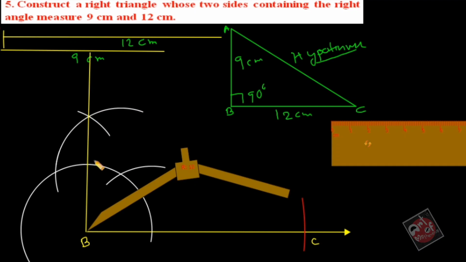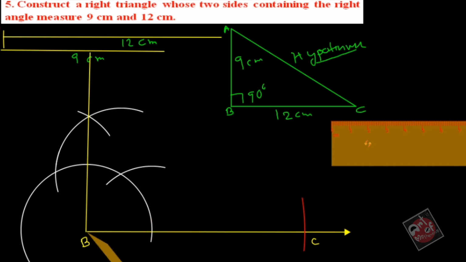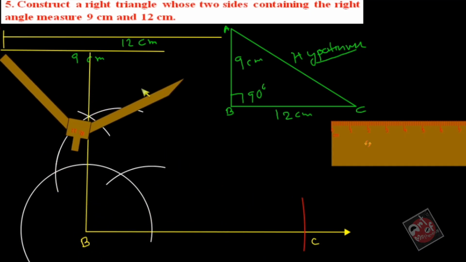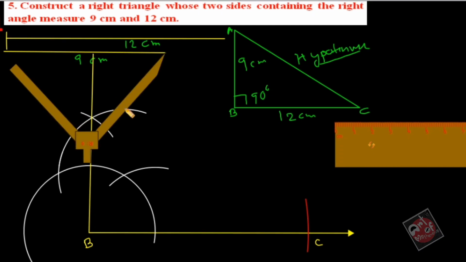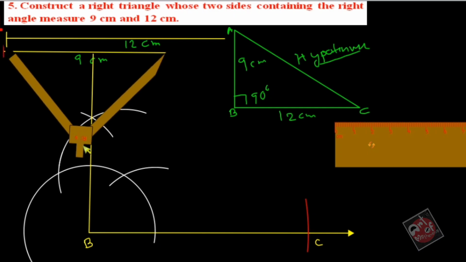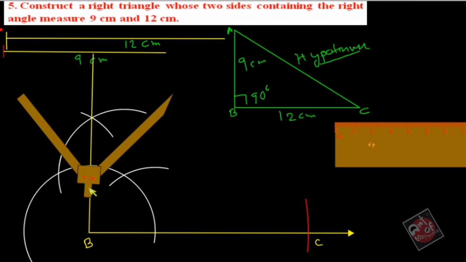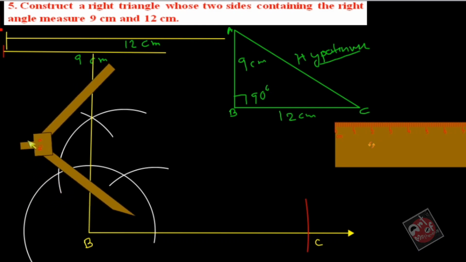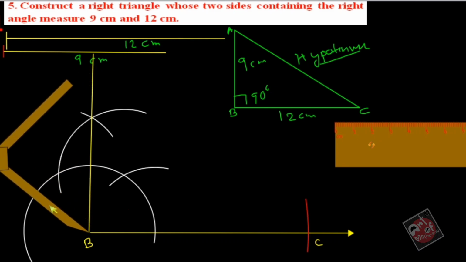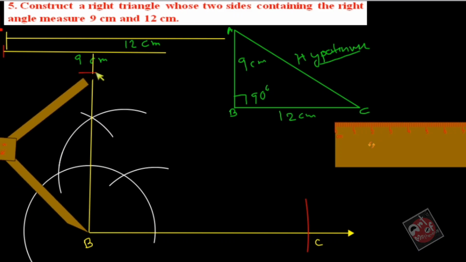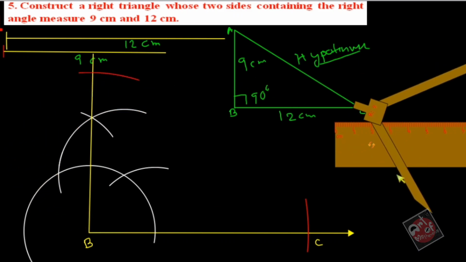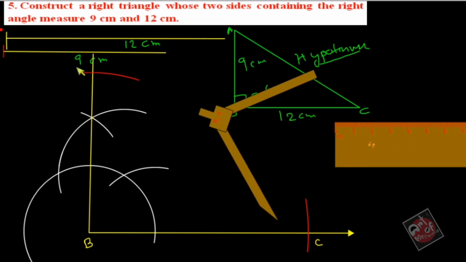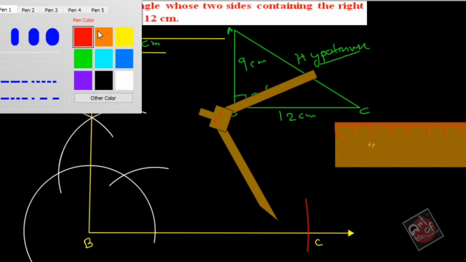Now AB. On this line or ray, we have to draw AB, that is 9 centimeter. So again, take the compass and put it here. Now put the compass properly and cut it. Here it is 9. You can see, and on my compass also it is written 9 centimeter. Put the compass here and cut it. Now you will get the point A, and this is 9 centimeter.